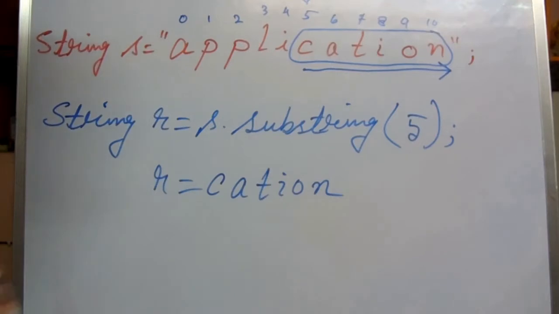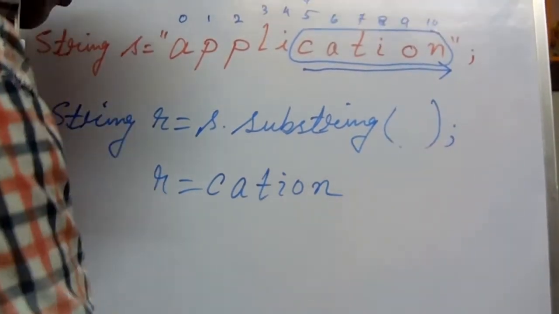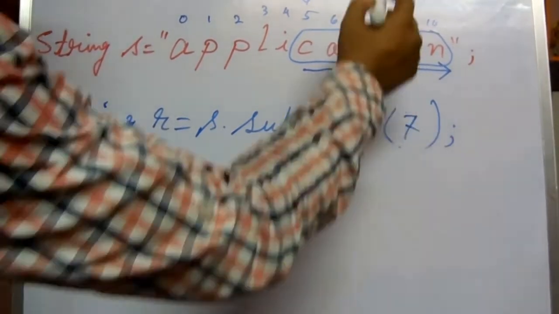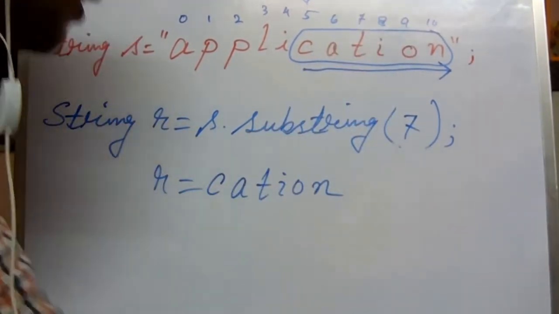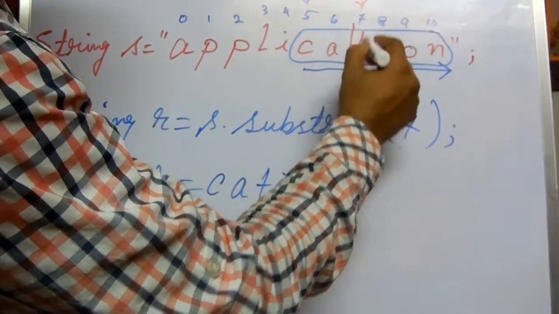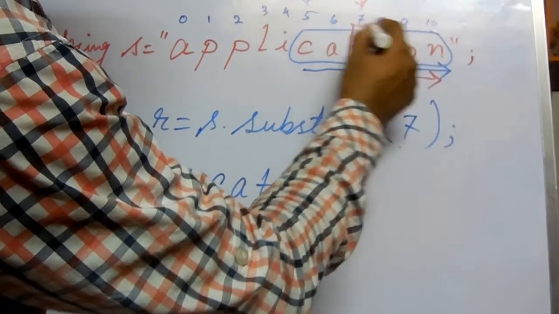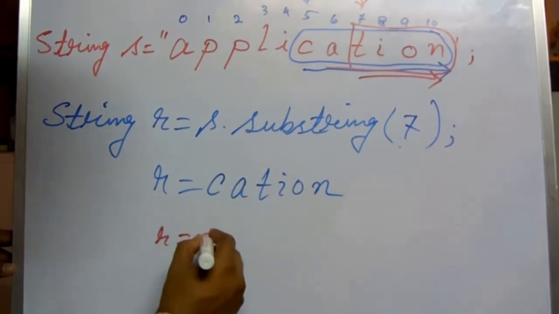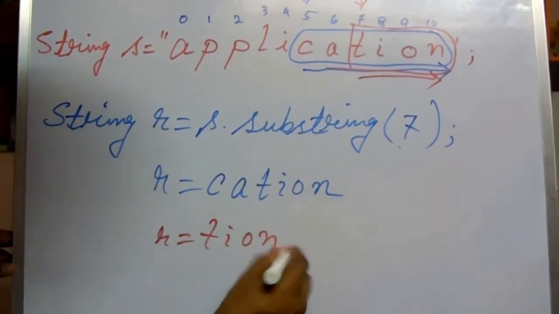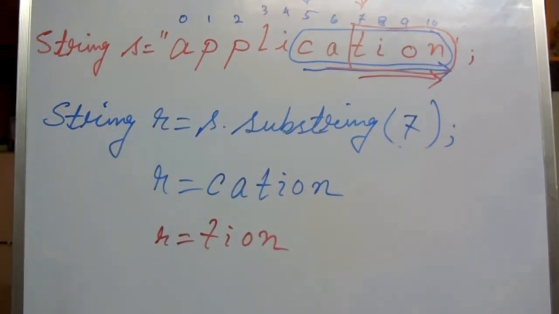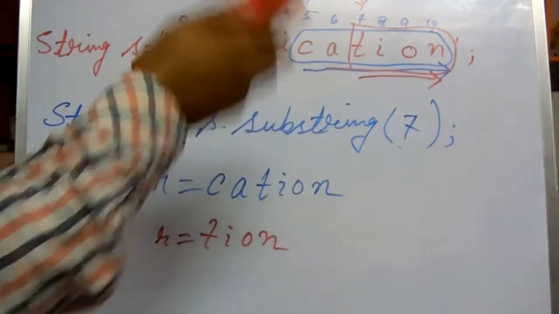Similarly, if instead of 5 we give 7, what does 7 mean? This is the 7th position, that is the T, so it will be taken from T to the last, so TION. In that case r will be TION. So understood? This is the function of the substring method with 1 argument.